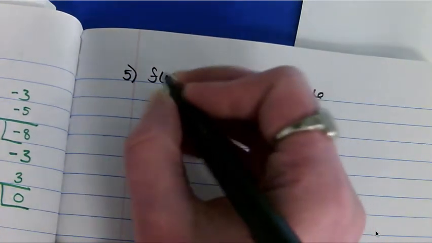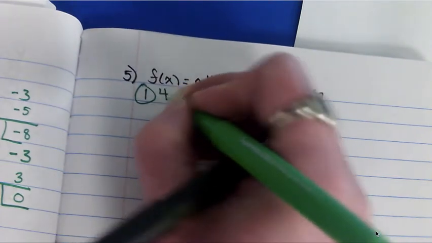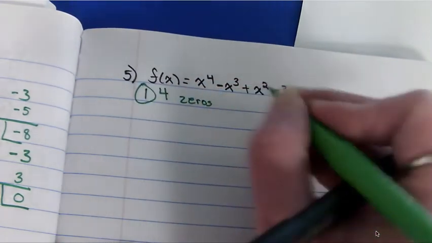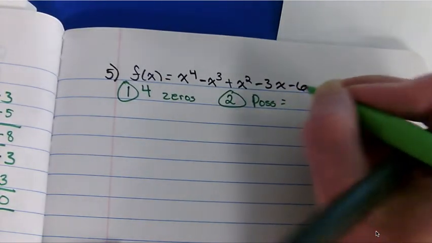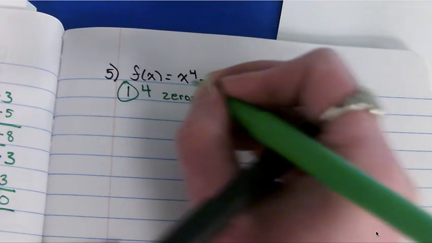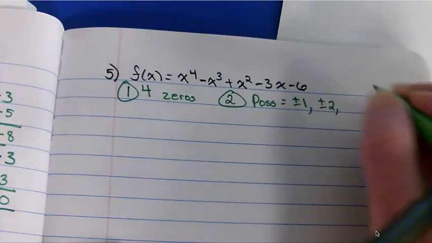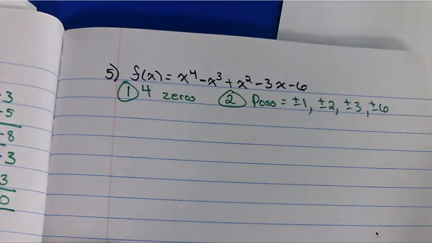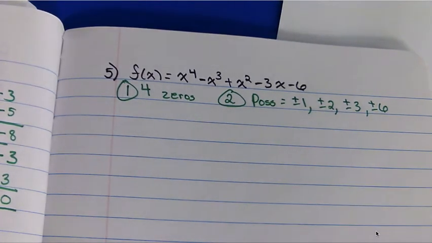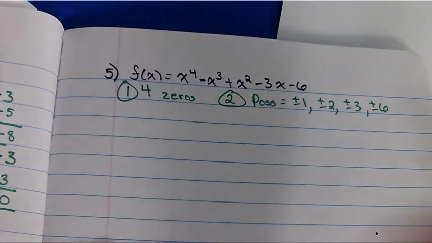All right, so step 1, how many zeros should we have? We should have 4 zeros. Step 2, the possibles would be the factors of 6 over the factors of 1, so plus or minus 1, plus or minus 2, plus or minus 3, plus or minus 6. And so I'm going to start with negative 1.